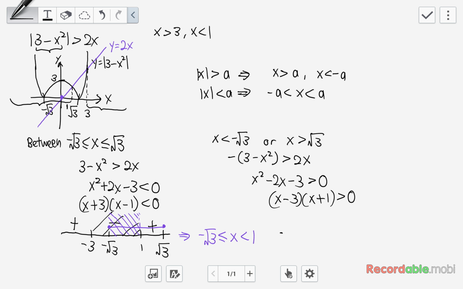So now I use the number line again. This one, minus 1 came from here and 3 came from here. Now let's choose a 0. 0 is between minus 1 and 3. I substitute inside. This is a negative number, this is a positive number. So negative times positive overall is a negative number.